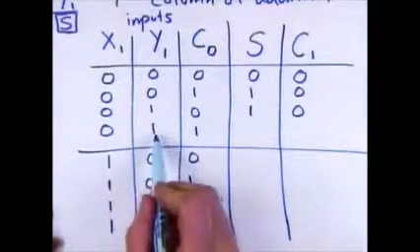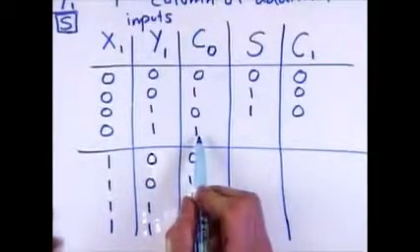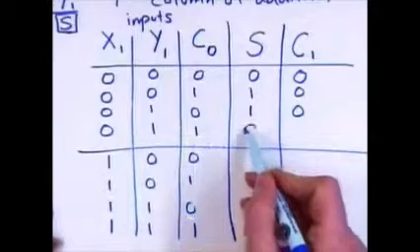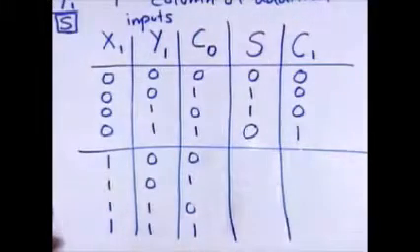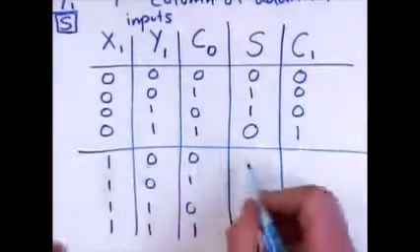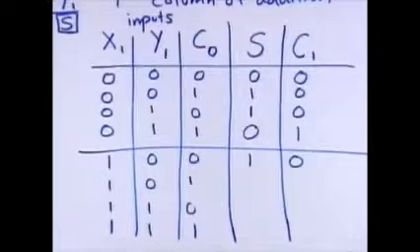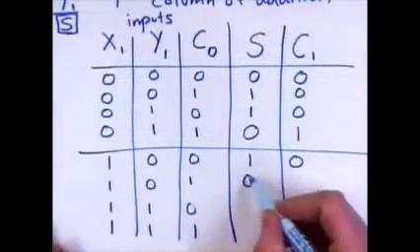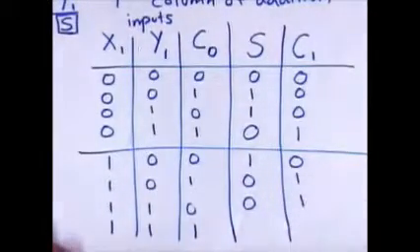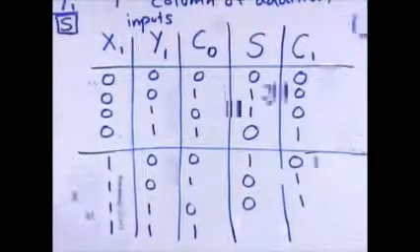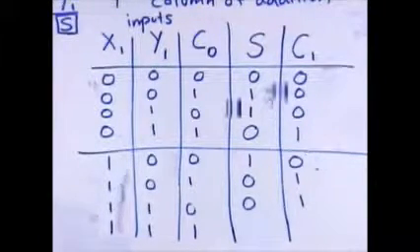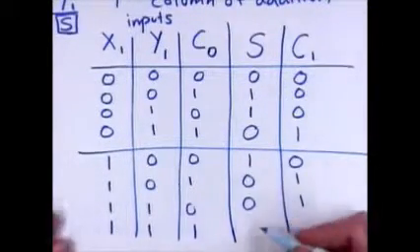So here I'm adding 0 plus 1 plus 1, and so that's 2, so I know my sum digit is going to be 0, and I have to carry a 1. Right, okay. In the next row, I have just a single 1, so my sum bit is a 1 and my carry is a 0. In the next row, I have two 1s, so those are both 0, carry 1. And in the last case, I have three 1s, which add up to 3, which is 1, carry a 1.